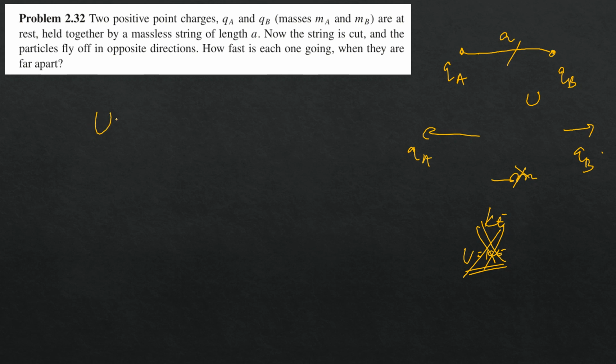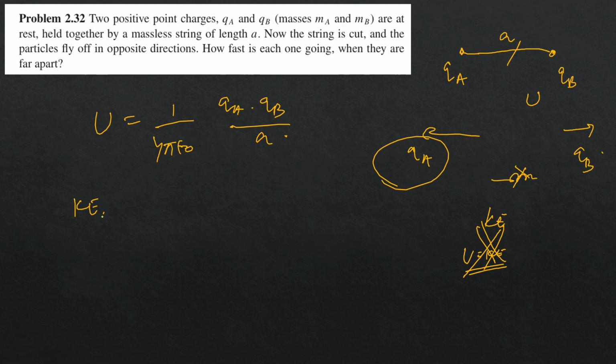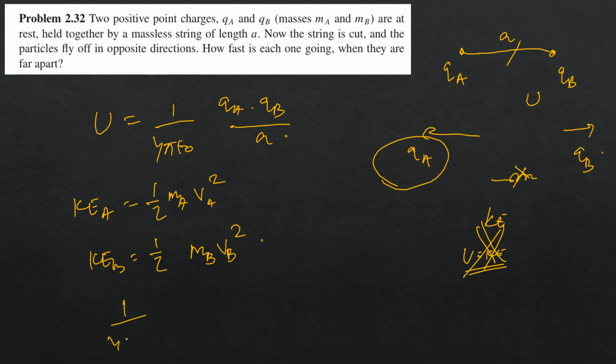Potential energy of the system is 1 by 4 pi epsilon naught QA into QB by a. So when they are moving fast like this, kinetic energy of this one is half m a v a square. Suppose kinetic energy of B is half m b v b square. So this potential energy will be equal to the total kinetic energy.